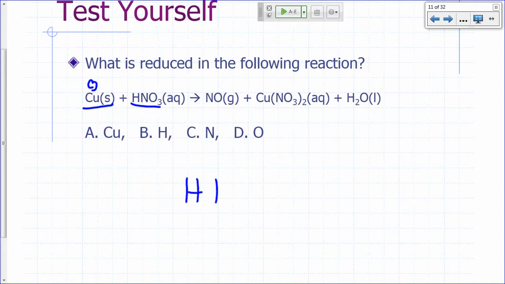HNO3. Oxygen is usually what? -2, right? So -2 times 3, that's -6. Oh, I forgot something about hydrogen.